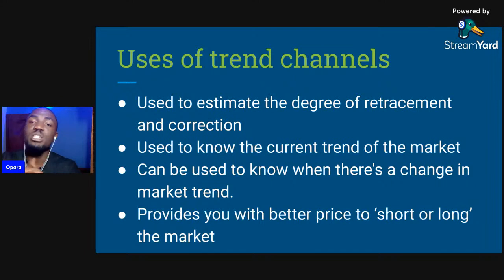So, uses of a trend channel. Number one, it is used to estimate the degree of retracement and correction. Remember, I told you that some of the parts of the trend line are the higher high, higher low, and we have the correction and the retracement, right? So when you have an idea of the trend lines, you will not be perplexed or confused when you see the market trying to correct and retrace. Because you know that the market is advancing, it's just trying to do its normal movement. It does not go up in a straight line. You'll be able to estimate the degree of correction and retracement.